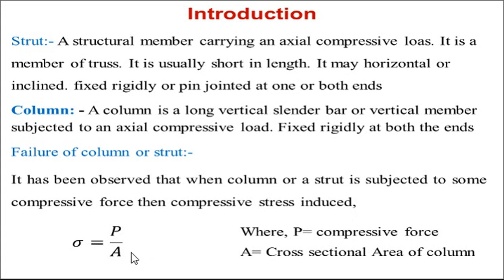So how do we determine the compressive stress? Sigma equals P upon A, where P is the compressive force acting on the column and capital A is the cross-sectional area of the column. From that you can determine the compressive stress induced in the column.